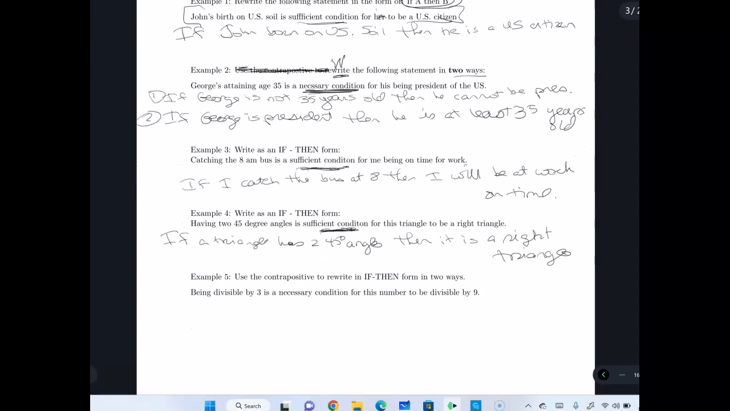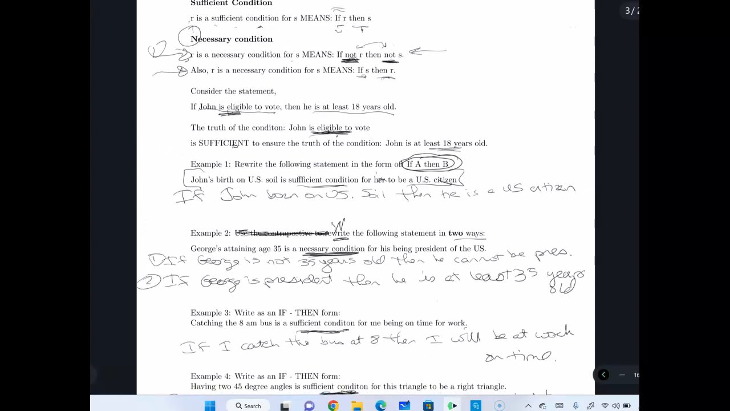Okay, so you can throw away this word contrapositive again. I'll introduce that in the next section. So let's write this necessary condition in two ways. Okay, being divisible by 3 is a necessary condition for this number to be divisible by 9.